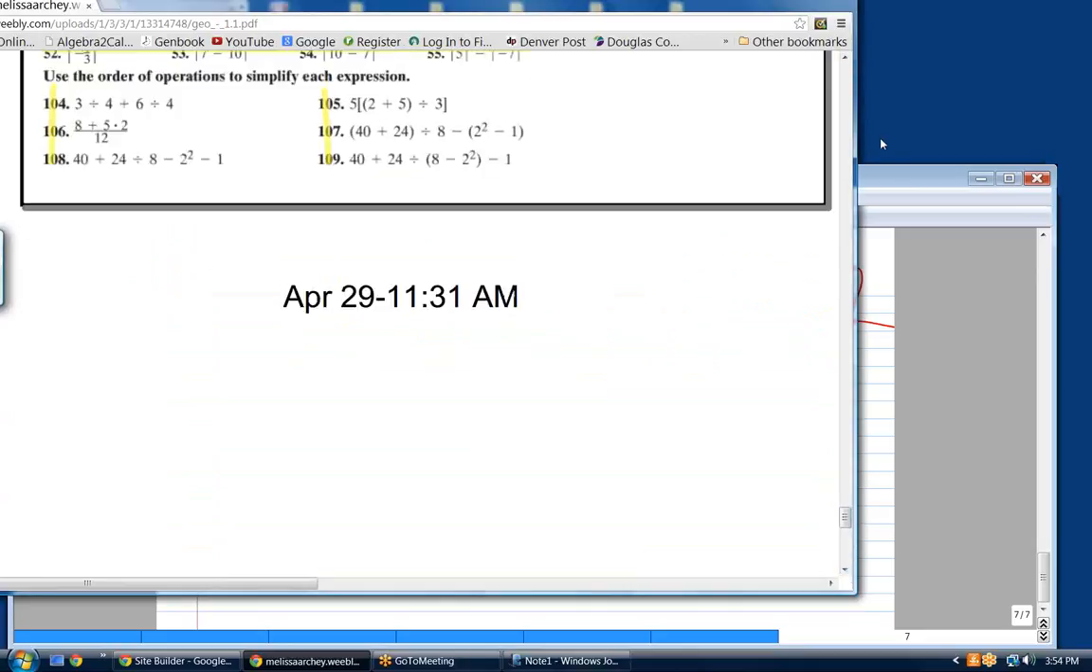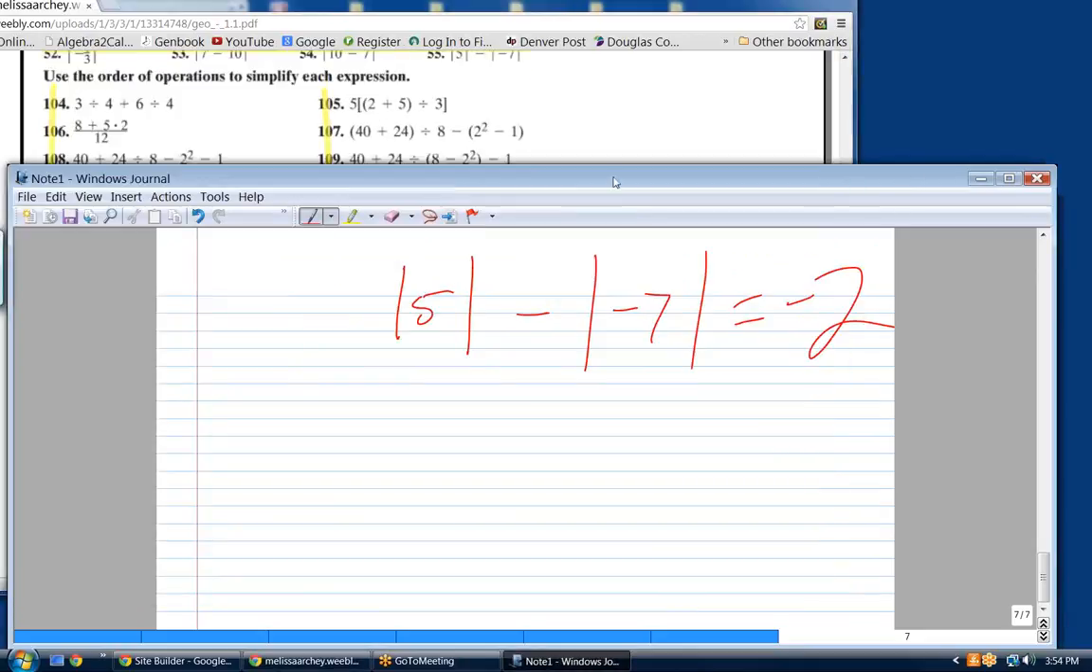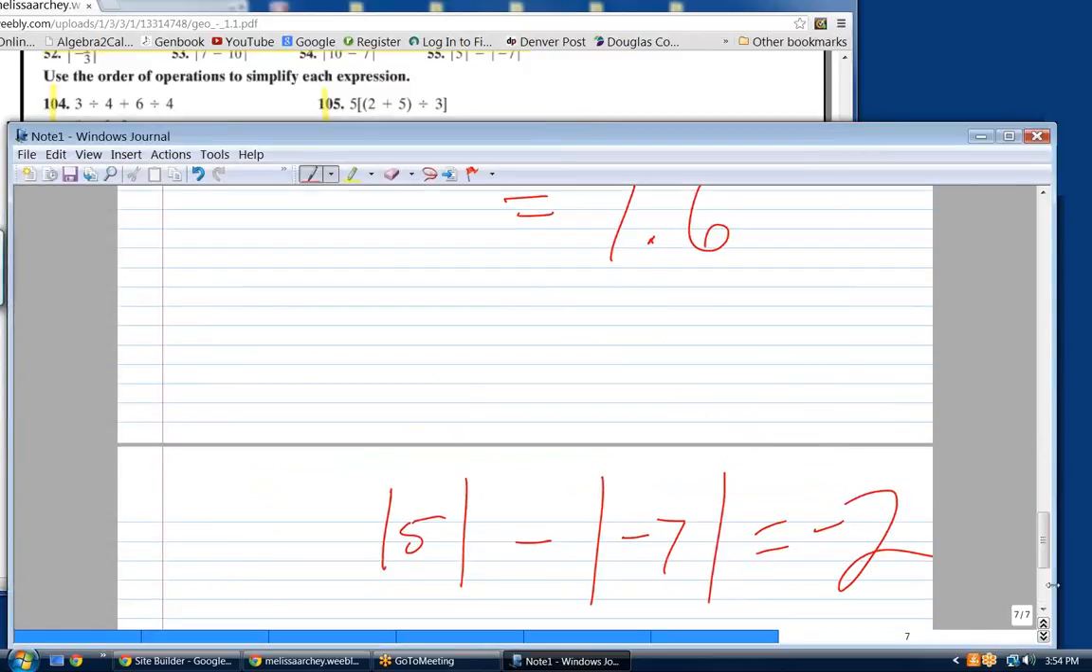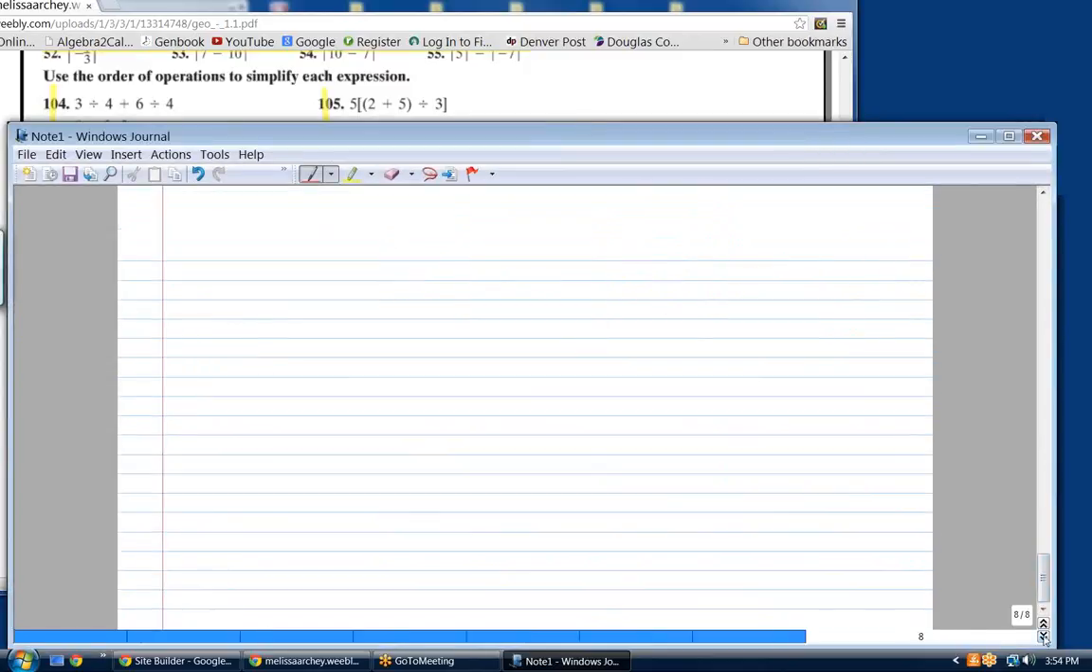Order of operations. It's been a while since I've done order of operations. PEMDAS. Are you familiar with PEMDAS? It means parentheses, exponents, multiplication, division, addition, subtraction. So that's the order we always want to go.